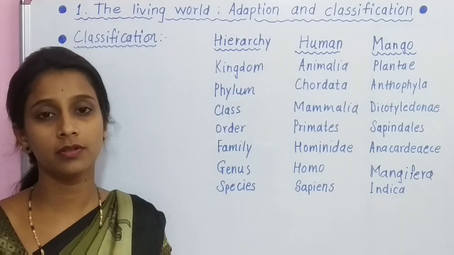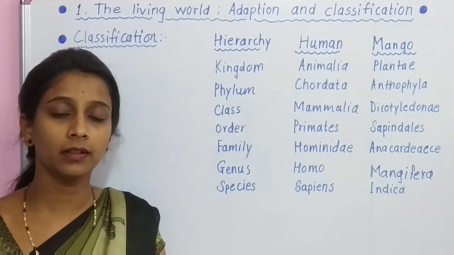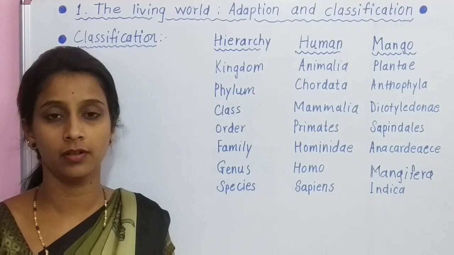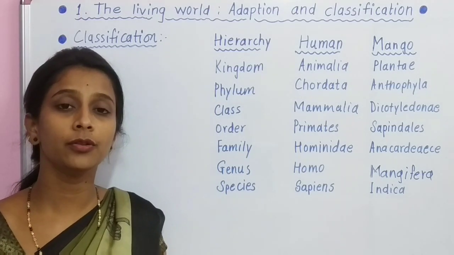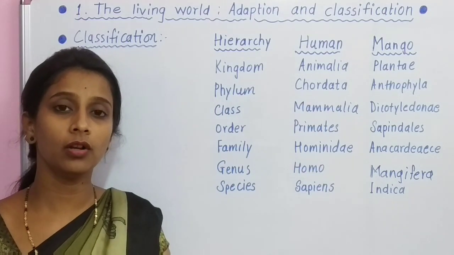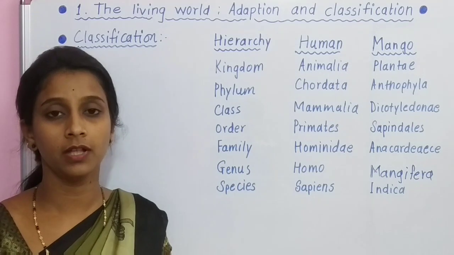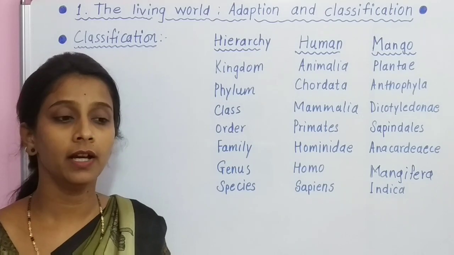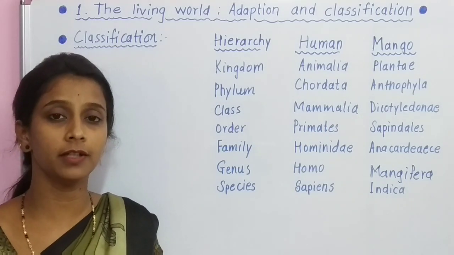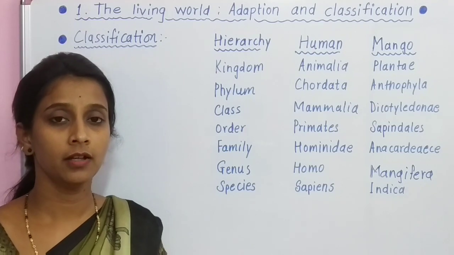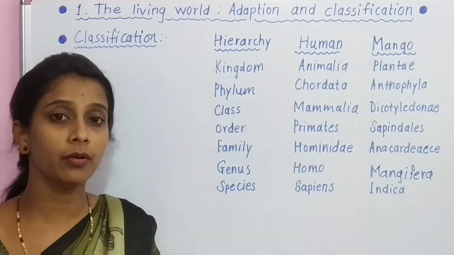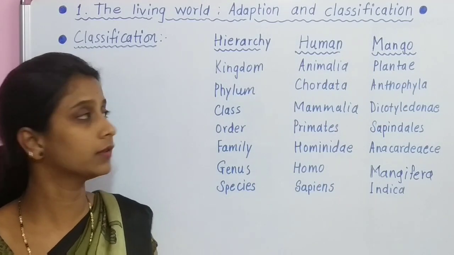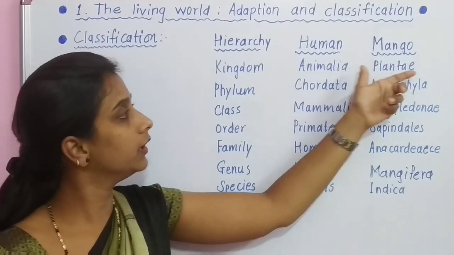Now students, many scientists worked on the classification of living organisms, and they put forward some criteria for the classification. Some of these scientists divided all the living organisms into five groups, or we can say five kingdoms. We are going to learn about the five kingdoms next year, and this year we are only going to learn about two kingdoms. These are Animalia and Plantae.